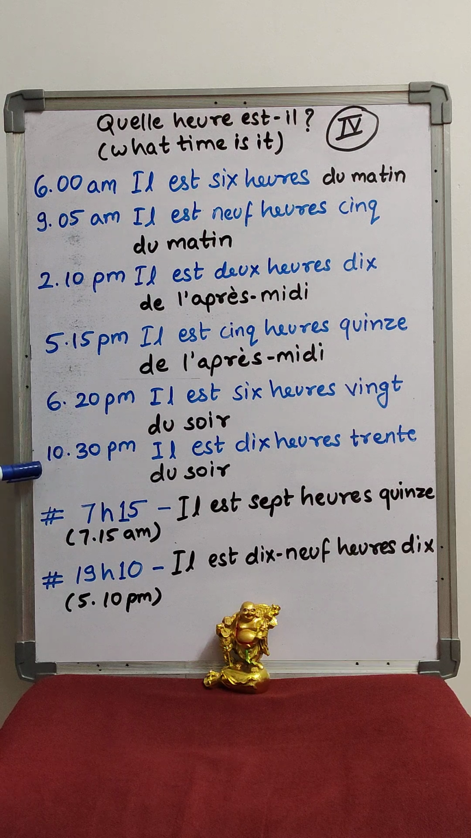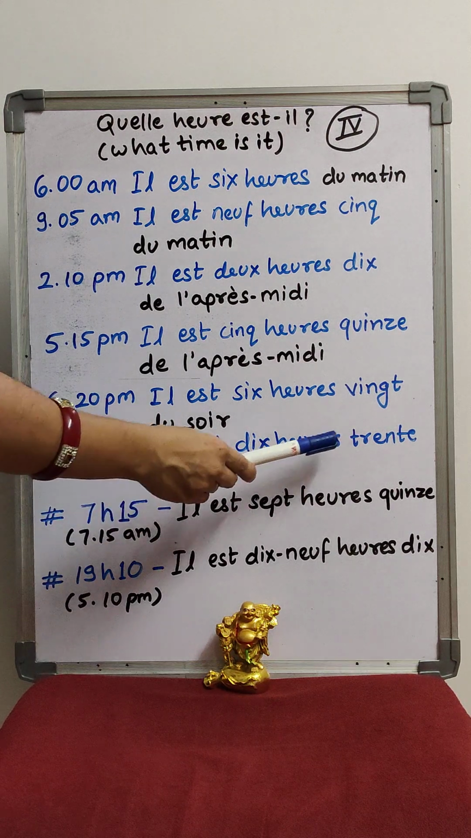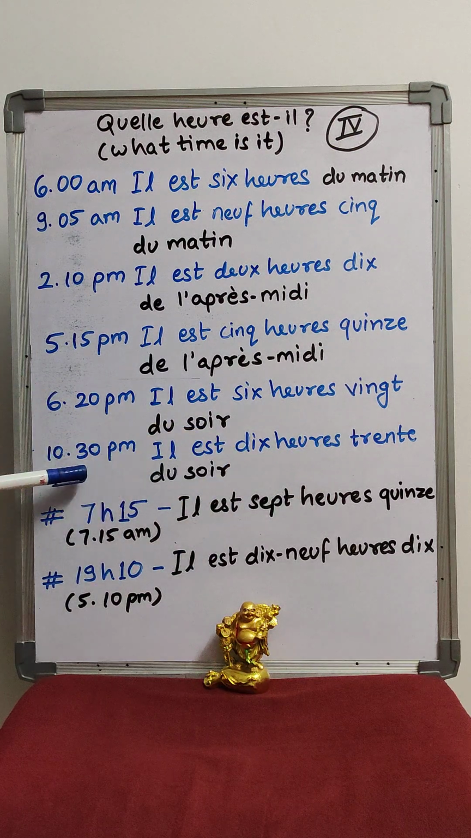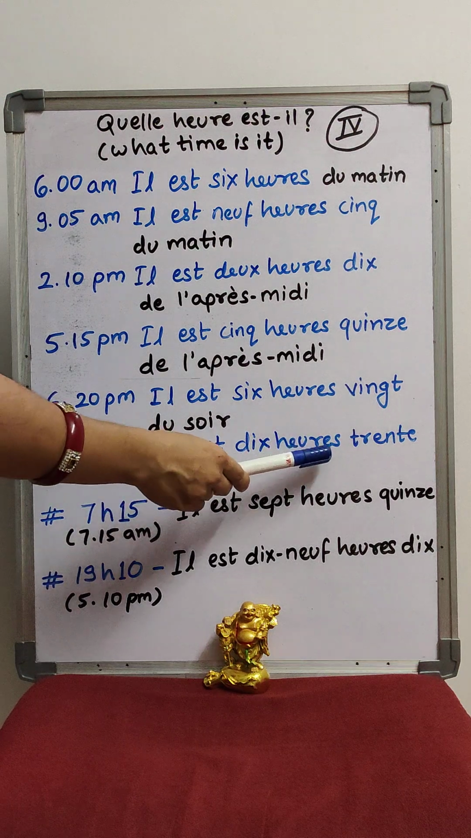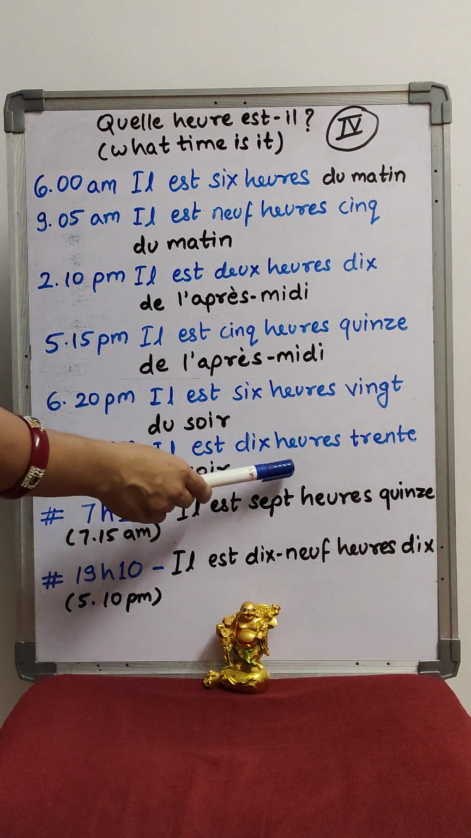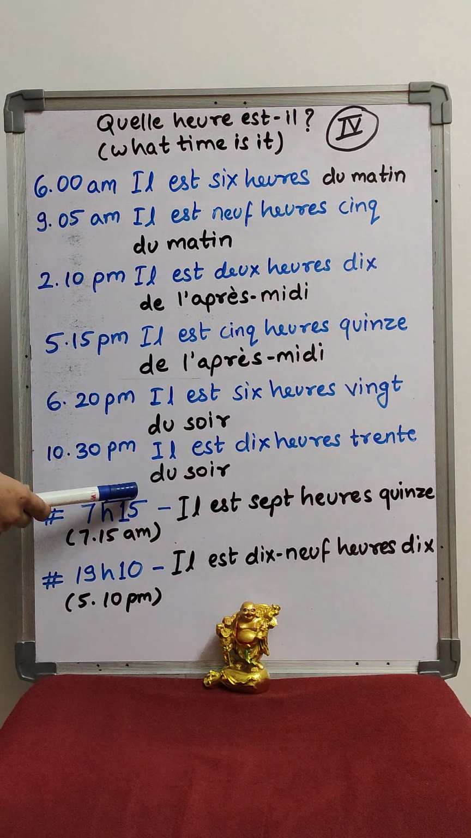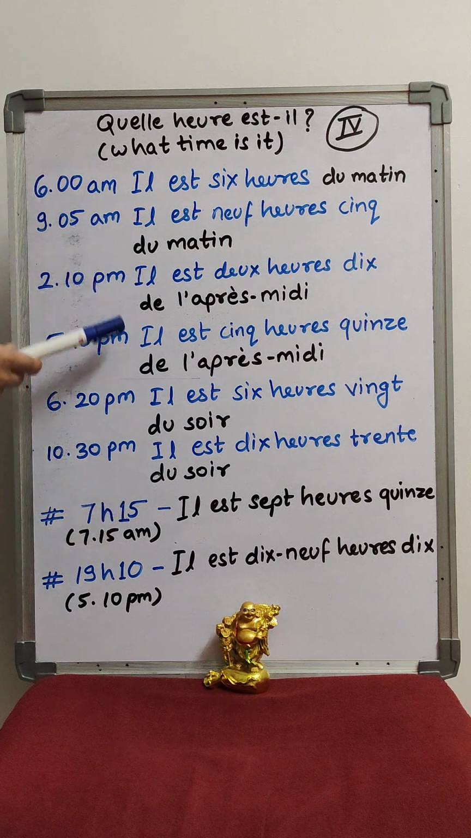Okay. If I am saying it is 10:30 p.m., il est 10h30, or what we call 30 minutes, et demi. Il est 10h30, or you can say il est 10h30 du soir. This is the way of writing instead of AM, PM if you want to use the 12-hour clock.